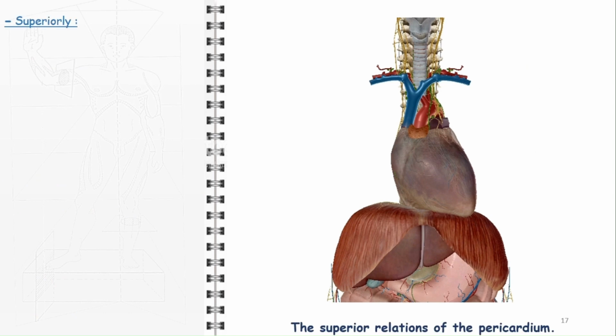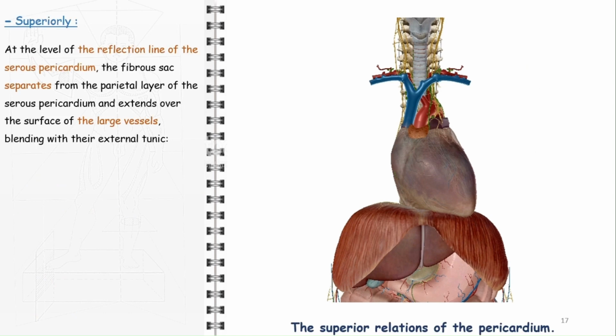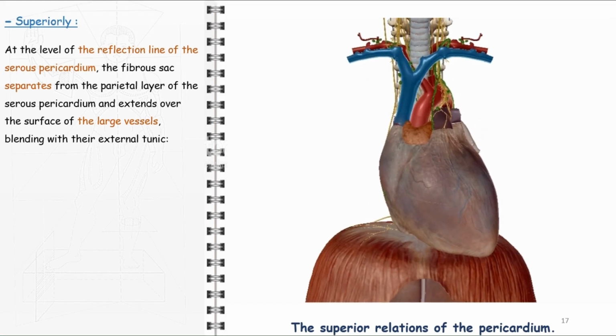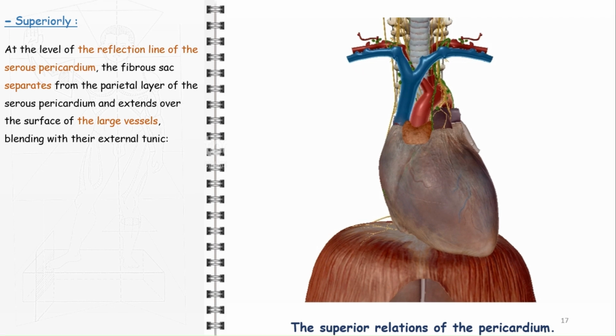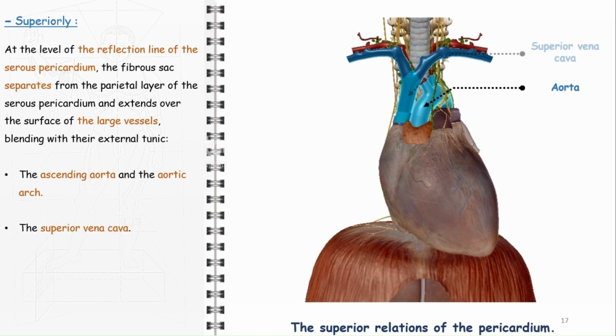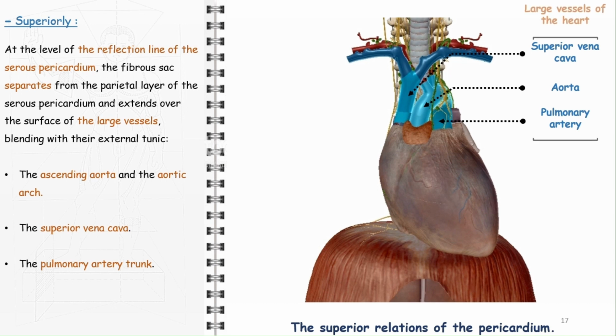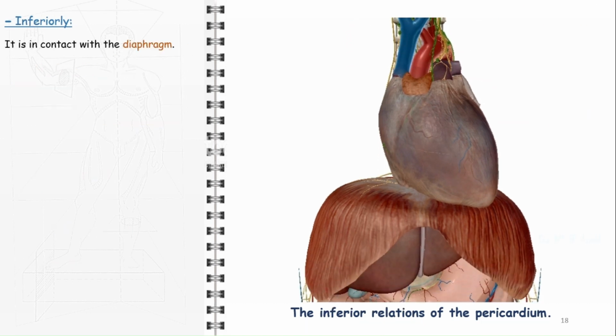Superiorly, and at the level of the reflection line of the serous pericardium, the fibrous sac separates from the parietal layer of the serous pericardium and extends over the surface of the large vessels, blending with their external tunic, and they are the ascending aorta and the aortic arch, the superior vena cava, and the pulmonary artery. Inferiorly, it is in contact with the diaphragm.